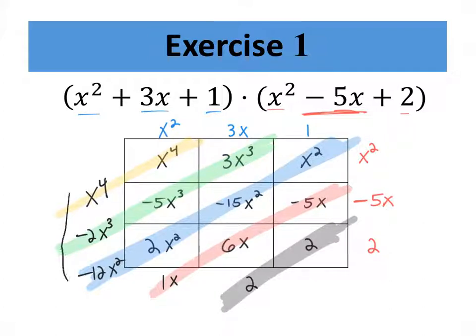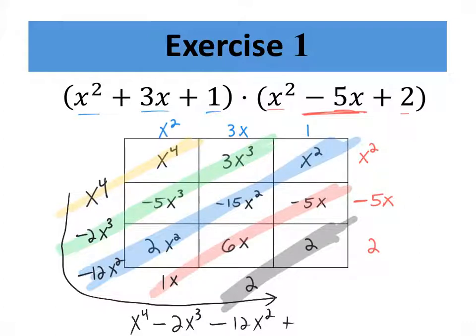As we go around, they end up being, from greatest to smallest, x to the power of 4 minus 2x to the power of 3 minus 12x squared plus 1x plus 2. And we've done this really complicated problem that would have taken us a lot of work otherwise, and we've broken it down. And I think this is a pretty straightforward way. This would be our answer if we were looking for just a final answer.